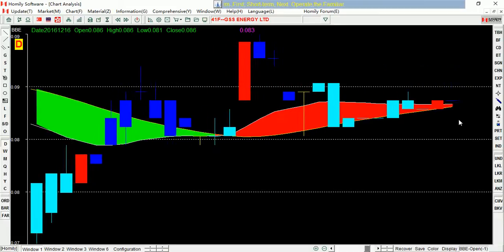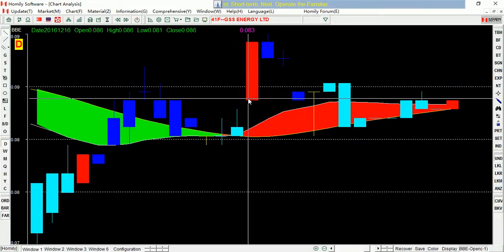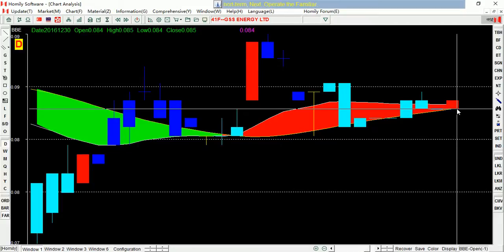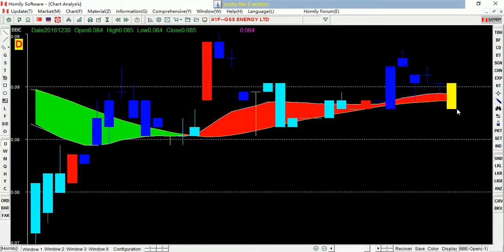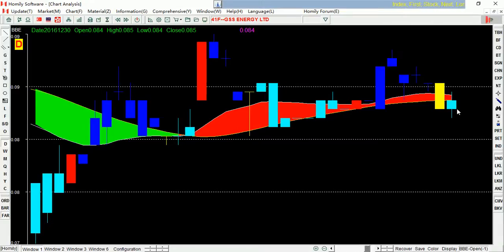Here can buy again or not? If you miss this one buy point, here can buy or not? Yes. Sell or not? Sell. The yellow candlestick plus red band. Sell or not? Wait and see.